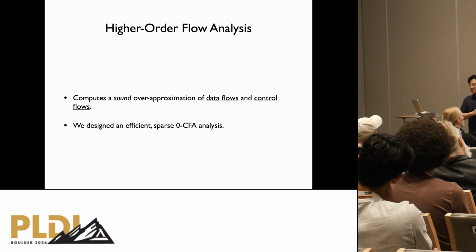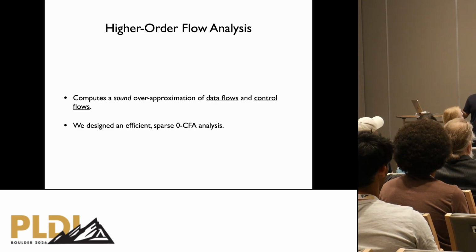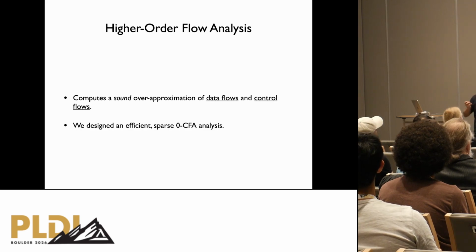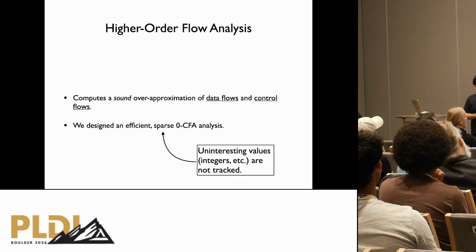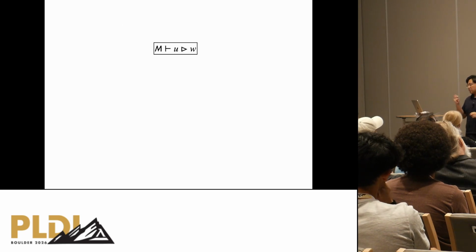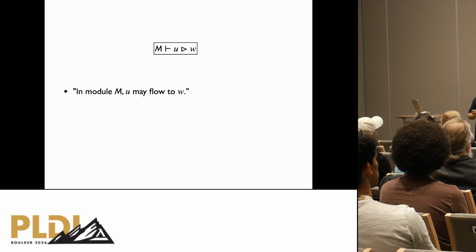For this, we designed an efficient, sparse 0CFA analysis in the compiler of SML of New Jersey, and that works at scale as well. By sparse, it really means that unrestricting values such as integers are not tracked at all in this analysis. That gives us efficiency. At the core of this analysis is a flow rule that says, in module M, U may flow to V. That is what that relation is saying.